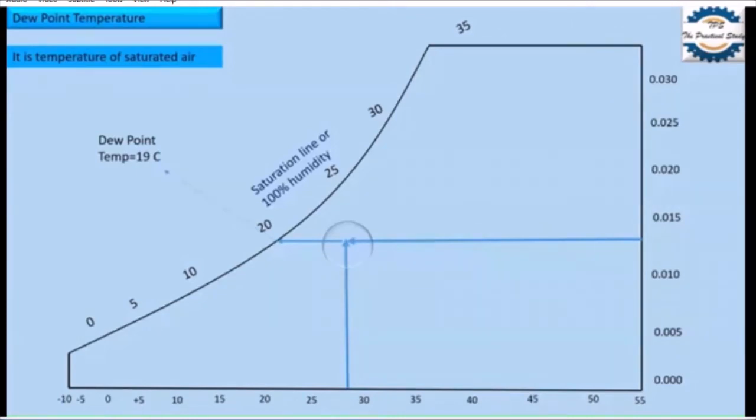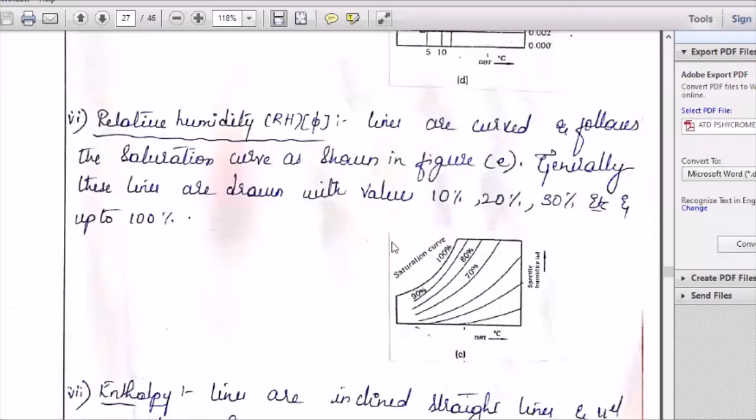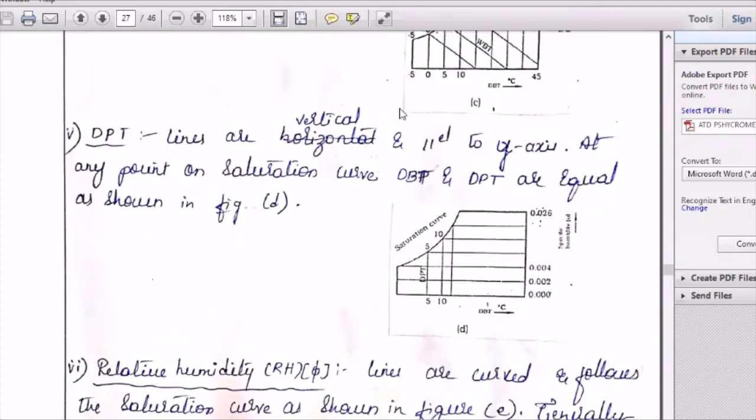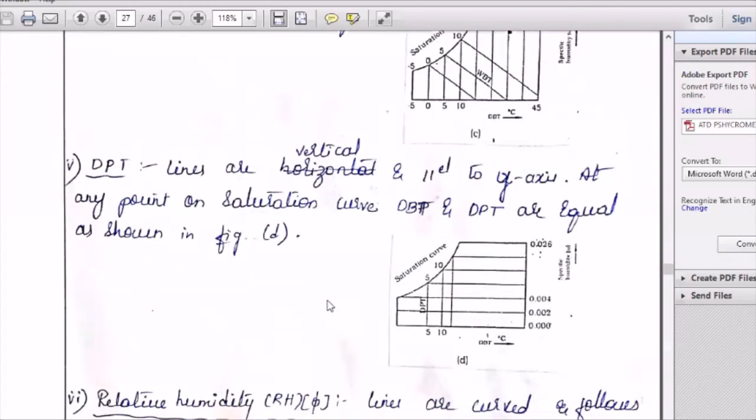Hope you have written. Let's go for the notes and check out the dew point temperature. Observe. In the notes, I have written one more way: the dew point temperature is not only identified in that way, it can also be identified in another way. How is it identified? Simple. You know the specific humidity curve, the specific humidity lines 0.002, 0.004, 0.0026.